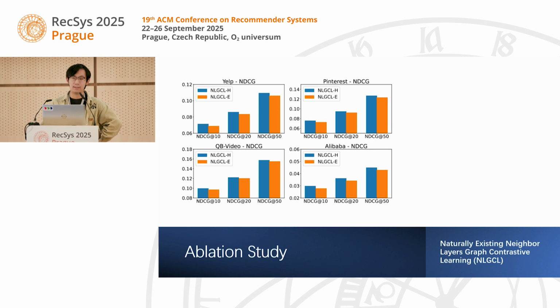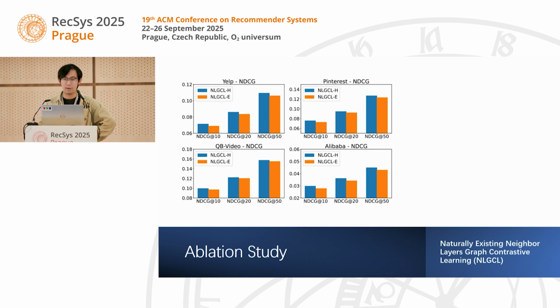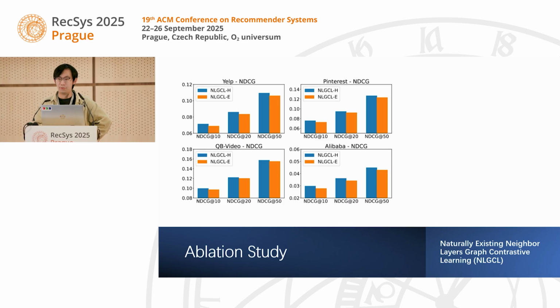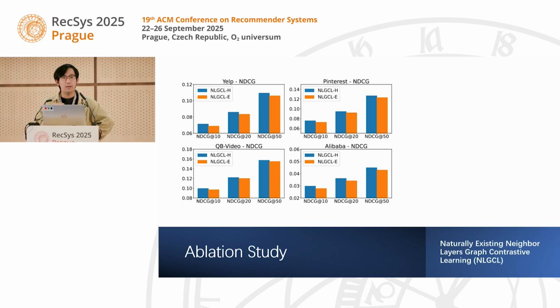And we talk about the ablation study. Surprisingly, we observe that NLGCL with the heterogeneous scope consistently outperforms NLGCL with the entire scope across all datasets. I think maybe this phenomenon can be attributed to the heterogeneous scope being more accurate than the entire scope.